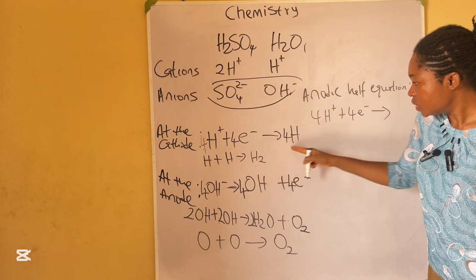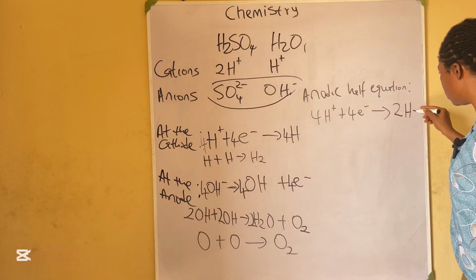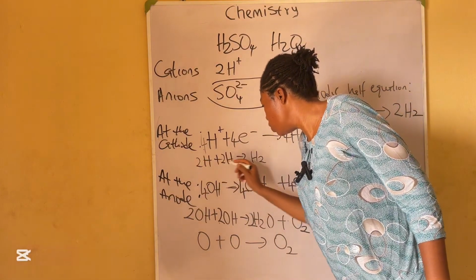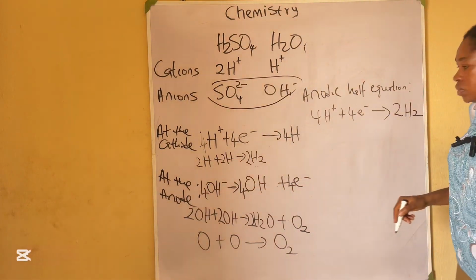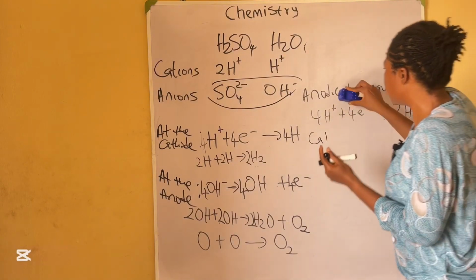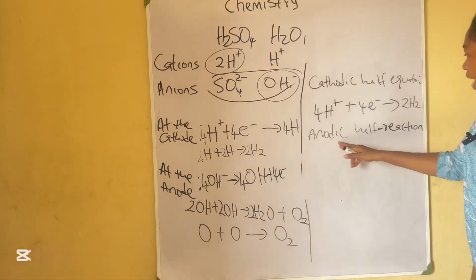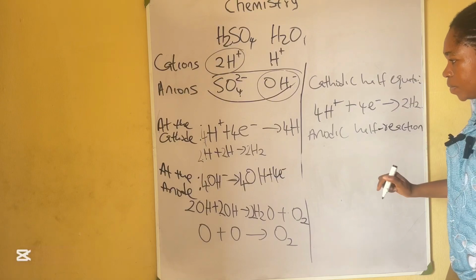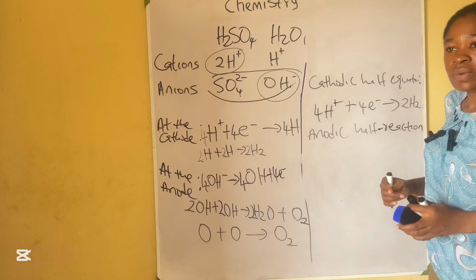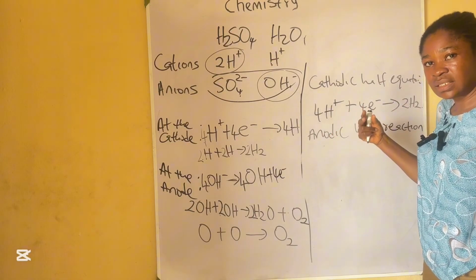But since I've got hydrogen, I'll put 2 H2. Of course, if I have 2 here, I just put 2 and put 2. Then for the cathodic, okay, anodic half reaction. At the anodic half reaction, remember, 4 hydroxide ions will migrate to the anode and become discharged as oxygen gas and water.